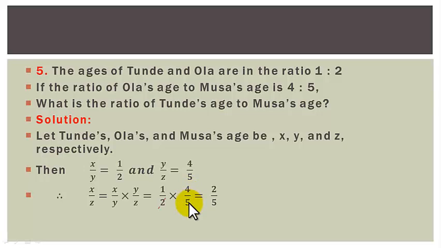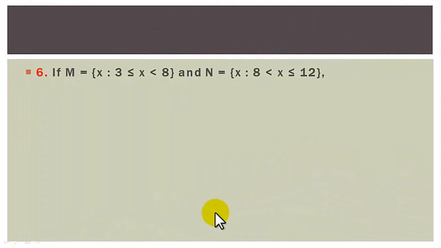2 will cancel itself, 1, and you cancel 4, 2. So 1 times 2 will give us 2, and 1 times 5 will give us 5. That is, the ratio of Tunde's age to Musa's age is 2 over 5. Question 6.